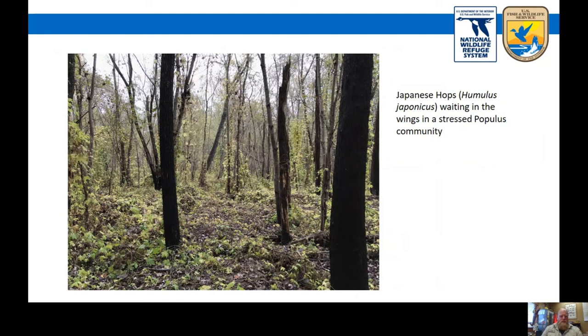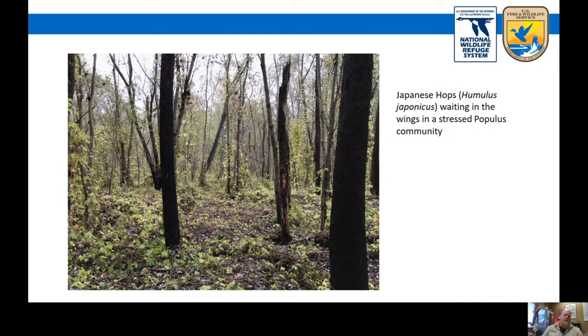This is just hops waiting for more light. Hopefully this stressed canopy recovers if we get a couple of dry years. This photo was taken mid-2020 after a particularly rough couple years of flooding. So these trees may recover. They may succumb to the flooding, and the hops will dominate just like in those previous photos.